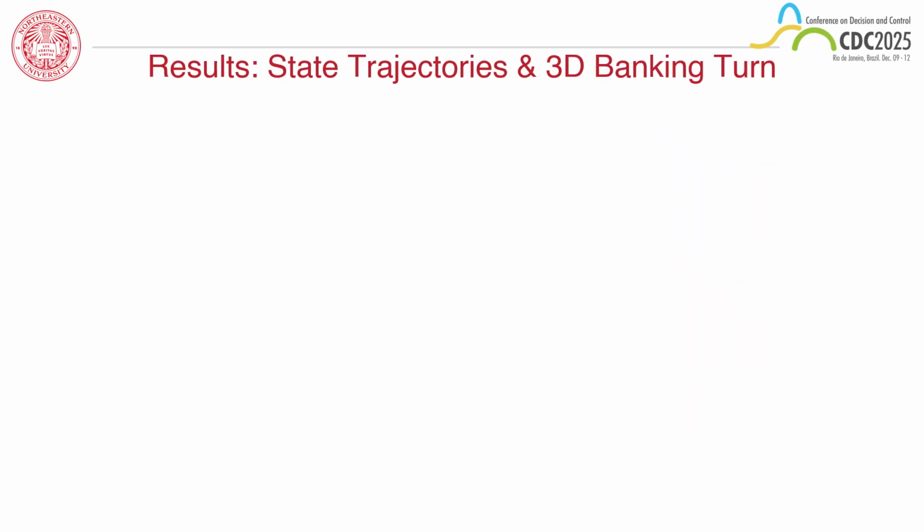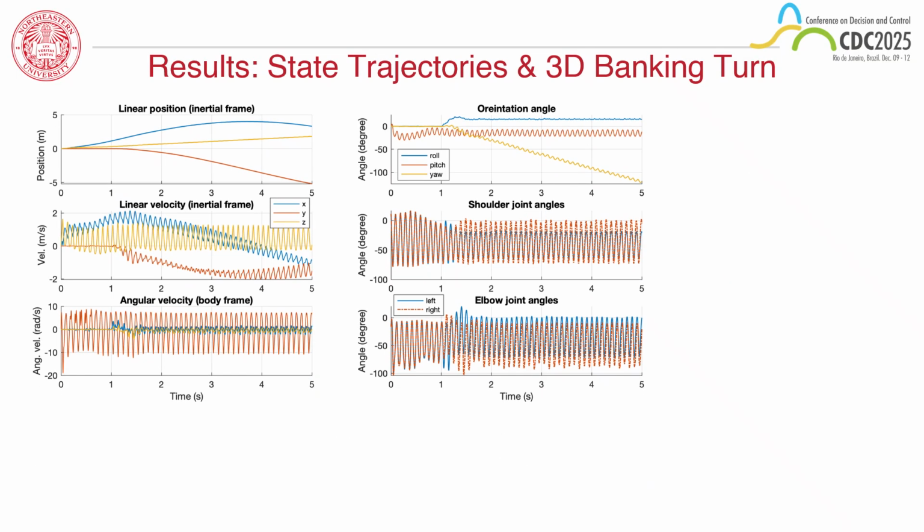This slide shows the complete state trajectories and the resulting 3D banking turn from our simulation. On the left column, we have the linear position, linear velocity, and angular velocity, in the inertial and body frames respectively. You can see the X position steadily increasing as Aerobat moves forward, with the Y position decreasing as it executes the banking turn. The Z position shows a gradual descent.